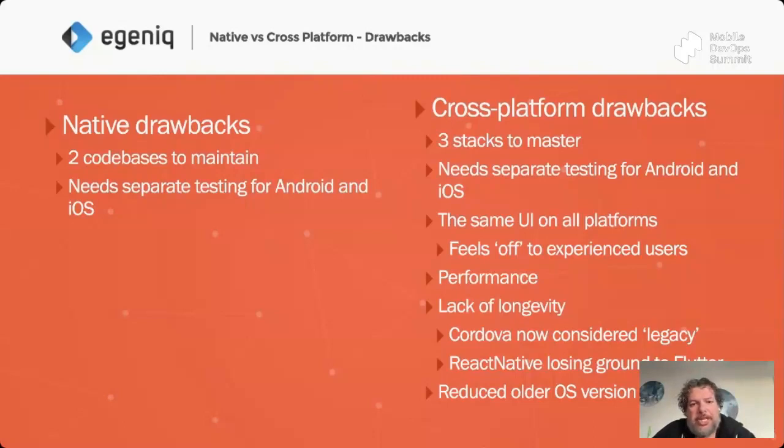Native drawback, of course, is that you have two code bases to maintain. And you need to do separate testing for Android and iOS. But that's kind of a drawback on both sides, because even if you use cross-platform tooling, you're still going to have to test that on both iOS and Android to make sure your app works everywhere.